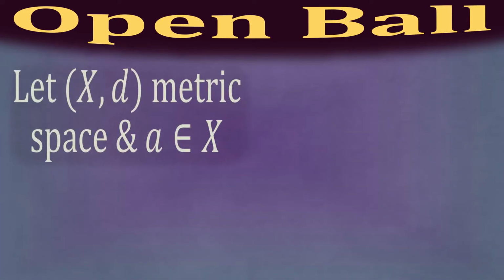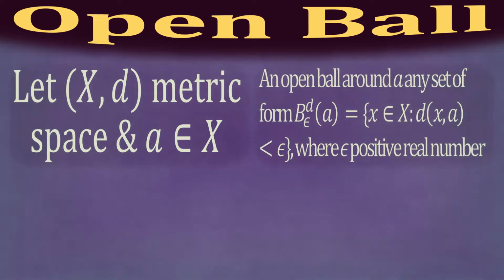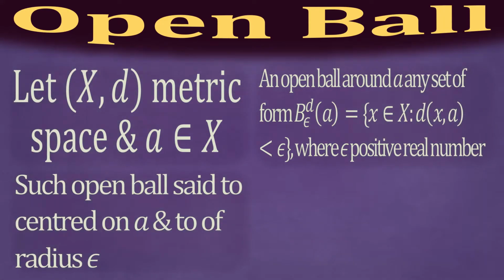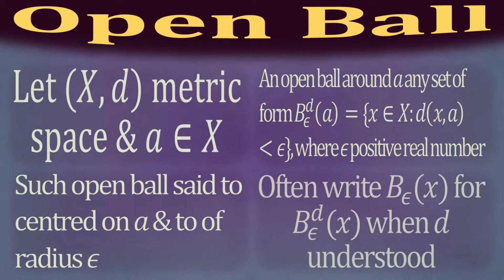We now want to discuss open and closed sets, so we need to define an open ball. Let X with d be a metric space, and let a be in X. An open ball around a is any set of the form B sub epsilon superscript d of a, which is the set of all x in X such that the distance from x to a is less than epsilon, where epsilon is a positive real number. Such an open ball is said to be centered on a and have radius epsilon. We often write B subscript epsilon without the superscript d of X, where d is understood to be already known. Hence, let's define an open set.